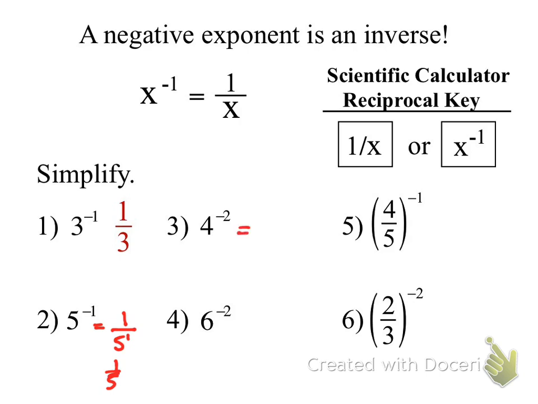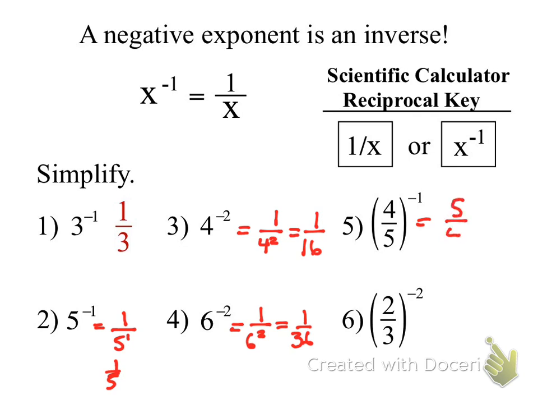Max. It would be 1 over 4 to the 10. Which simplifies to 1 over 16. Next one. Nicole? It's 1 over 6 to the power of 2, which is 1 over 36. Good. Now we have a fraction. What would it be? Elise? It would be 5 over 4.